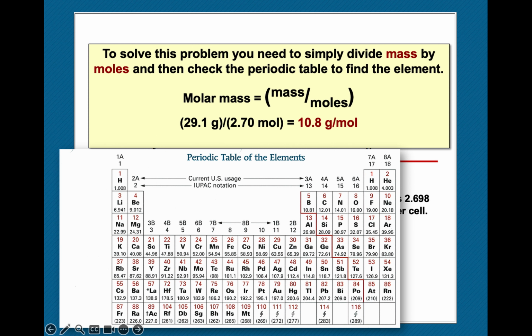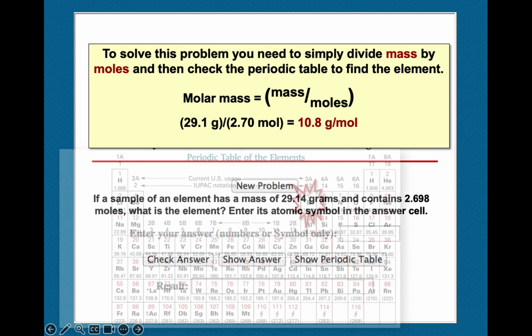So, 10.8, huh? Well, let's see. 6, 9, oops. How about that? We're here already. 10.81. This is boron. So what do you do with the tutorial and on Blackboard? Because there's some on Blackboard too. You just put the B in.